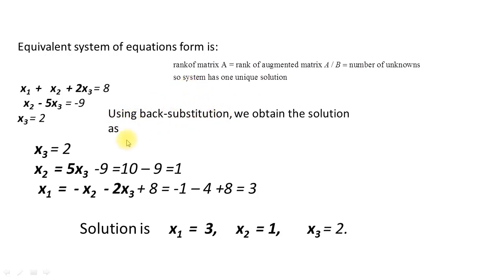So using back substitution, we obtain the value of x3 is 2. Putting the value of x3 in this equation, we obtain 10 minus 9 is equal to 1, and the x2 value is 1. Putting the values of x2 and x3 in the first equation to obtain the value of x1, we obtain x1 is equal to minus x2 minus 2x3 plus 8. Putting the values of x2 and x3, we obtain minus 1 minus 4 plus 8 is equal to 3. So this is the solution of the given system: x1 is 3, x2 is 1 and x3 is 2.